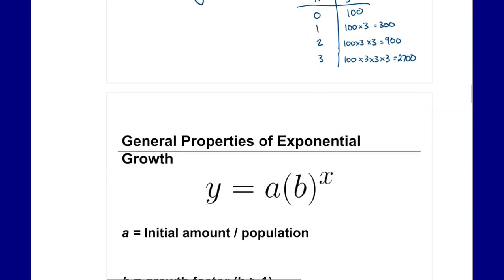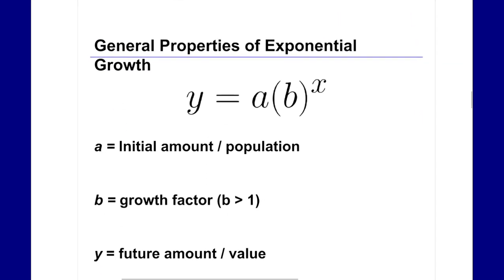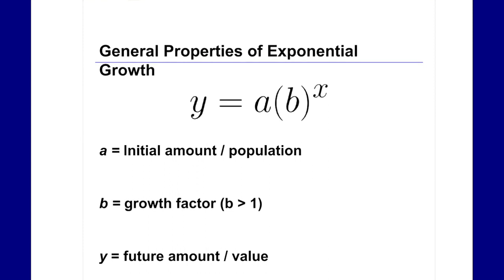That general form is going to be our exponential growth formula: y equals a b to the power of x. In an exponential function, the x variable is our exponent. Our a value is our initial amount, or the initial population, or our starting value. Our b value is going to be the growth factor, and because it's growing, it's going to be greater than 1.